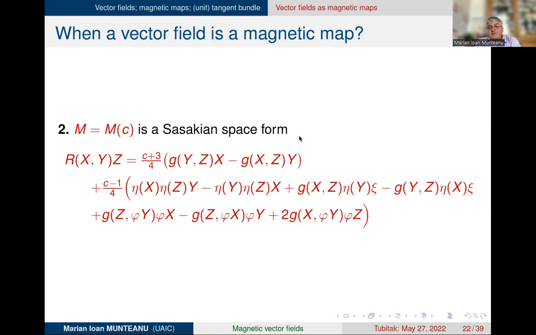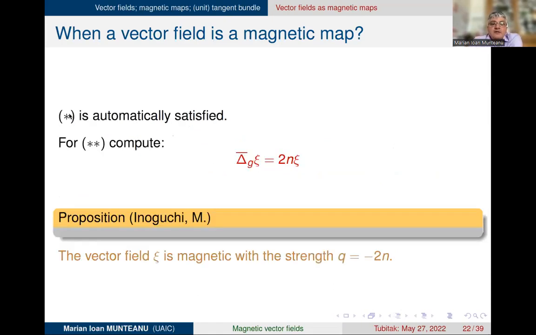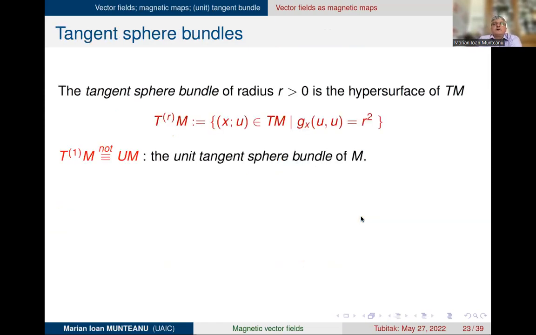For a Sasakian space form, that means C is a constant phi-holomorphic sectional curvature, the expression is this one. It is complicated, but it can be used. And we get that the first equation is automatically satisfied, while the second equation leads to this one. So for psi to be magnetic, the strength should be precisely minus 2n. If Q is different from minus 2n, we do not have the magnetic property for the map. Okay, so this explains, for example, the reason for which we choose Q.